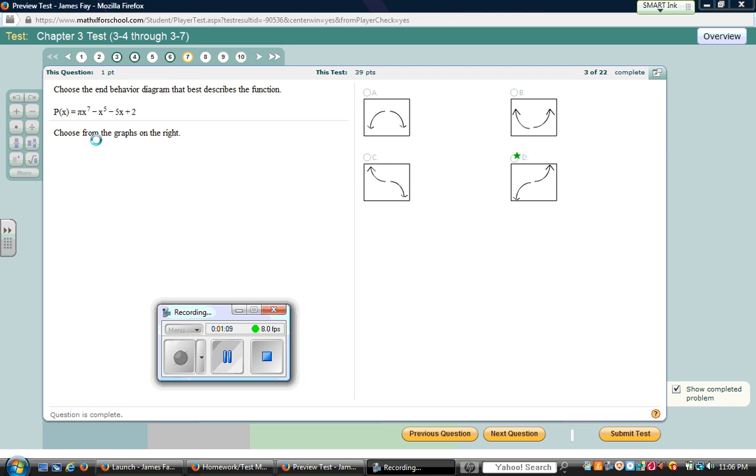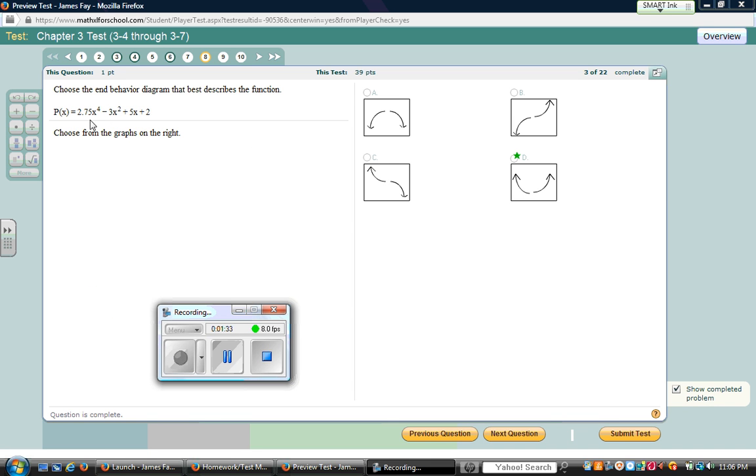Again, this is the same type of question. It's a 7th degree polynomial, so it's odd. So it's just like a 3rd degree polynomial. And when a is positive, it's going to be like a positive 3rd degree polynomial. Okay? So your end behavior is going to, in the first quadrant, end like that. Third quadrant, end like that. Okay? So option B matches that.